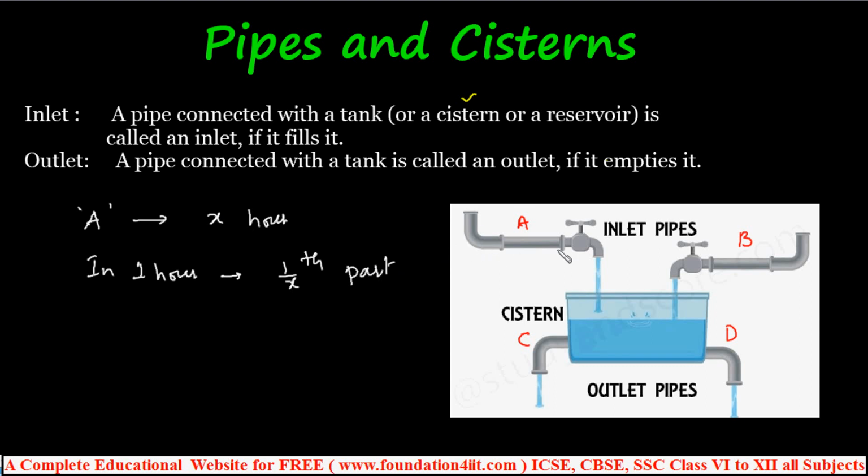For example, A can fill this tank in 20 hours. So in 1 hour, it can fill only 1 by 20th part. So 1 by 20. Remember, you take the reciprocal.